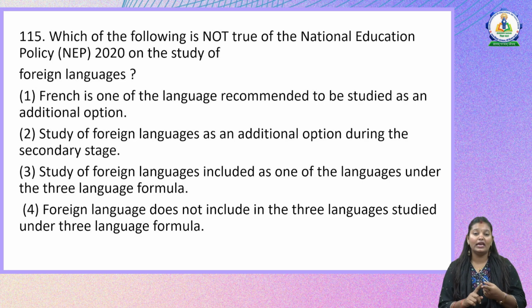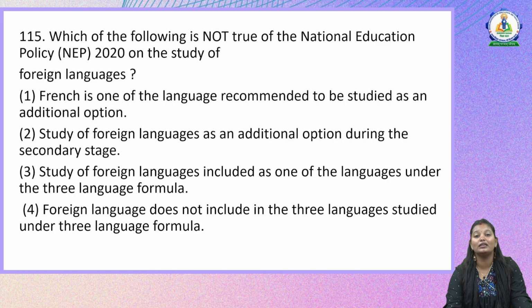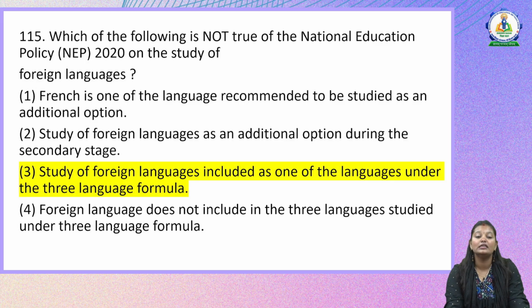So, NEP 2020 has definitely spoken about the three language formula, but here what they are asking us is what has it spoken about foreign language, but the option that we have to tell here is what it has not spoken or it is not true when it comes to NEP's view on the foreign language. So the right answer here would be option 3. Study of foreign languages included as one of the languages under the three language formula. It is not true. Under the three language formula, they are promoting the Indian languages itself. It is not including the foreign language. Let us now look at the next question.